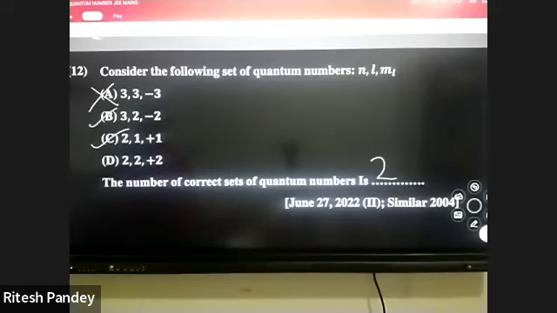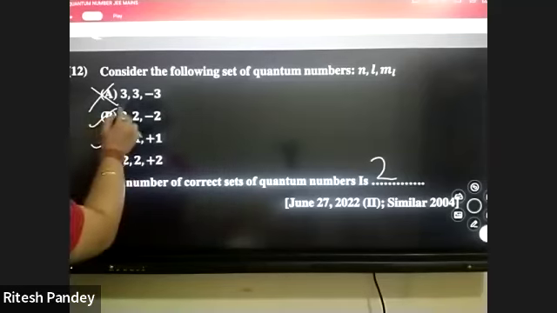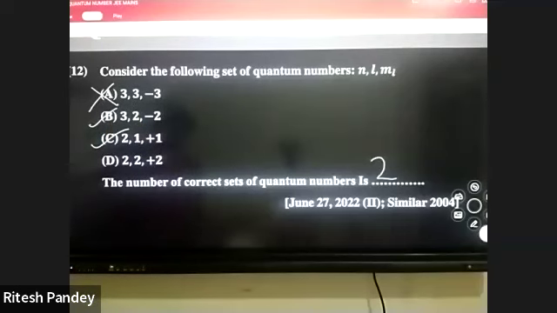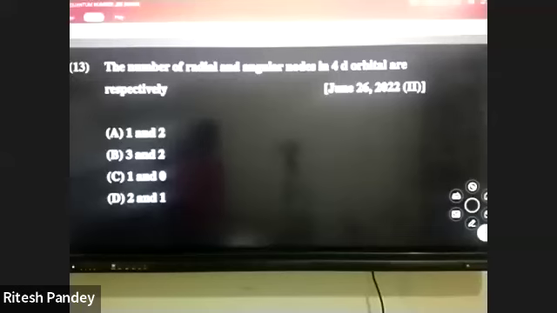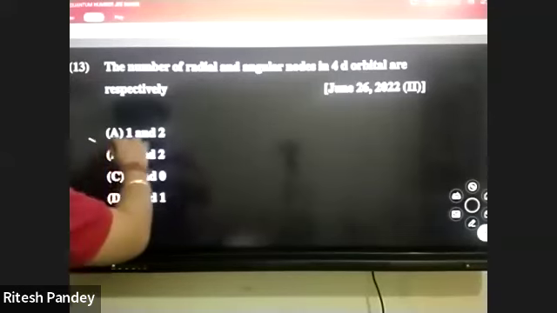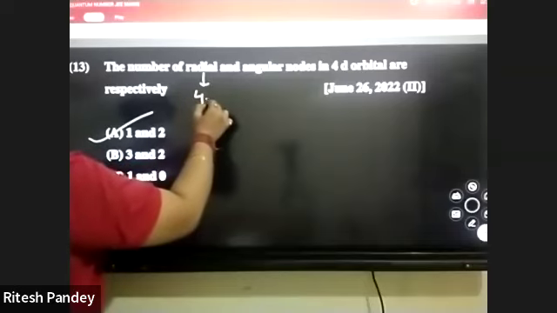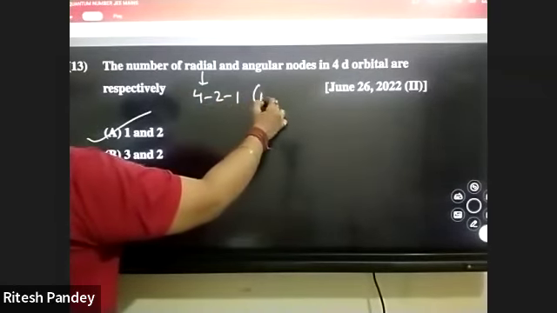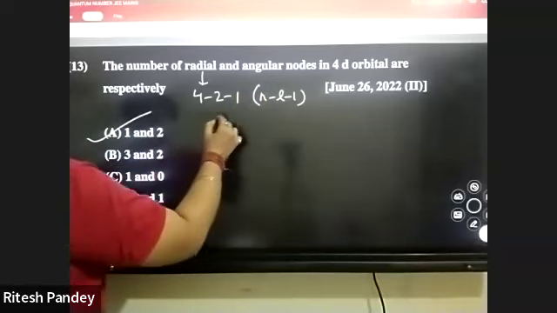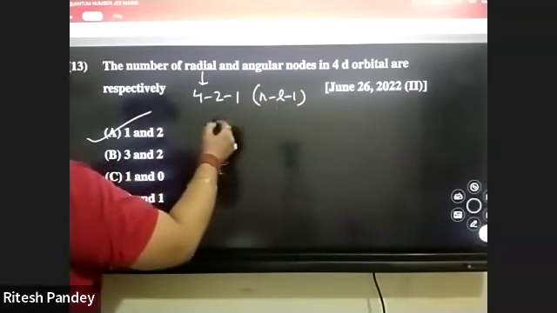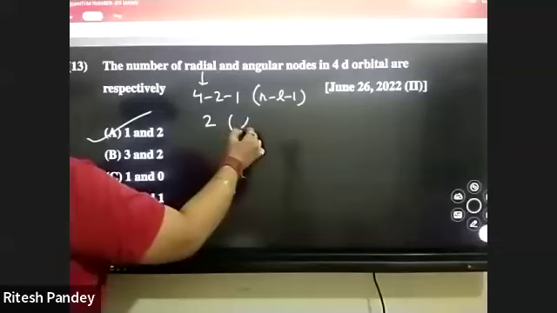Question 30. Naturally, this is not possible because 2 का ये 2 नहीं हो सकता, 3 का ये 3 नहीं हो सकता. Every time you have a question of this kind, it's a free scoring opportunity. Option A, 1 and 2. By this time you are very through with this. 4 minus 2 minus 1, that is n minus L minus 1, is equal to 1. An angular node is equal to the L value, which is 2 here.